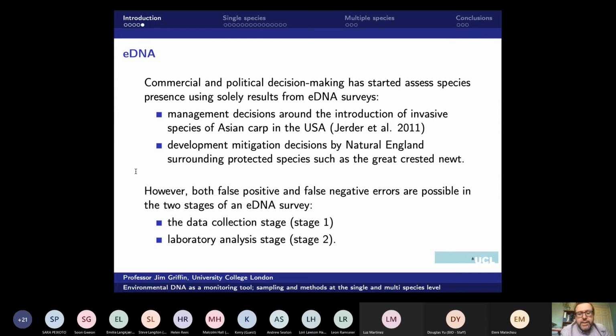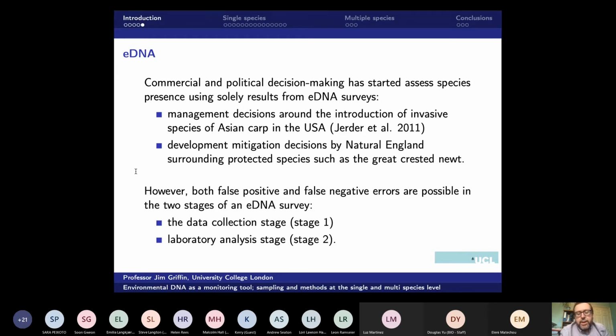So one is in the data collection stage, and the other is in the analysis stage. So we can have errors in both stages, and potentially we can have more stages. If there's a complicated process, if the analysis involves a complicated workflow, then errors may be introduced in all sorts of different stages of the analysis.